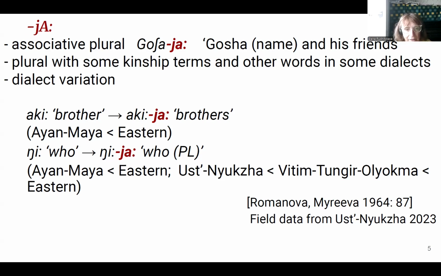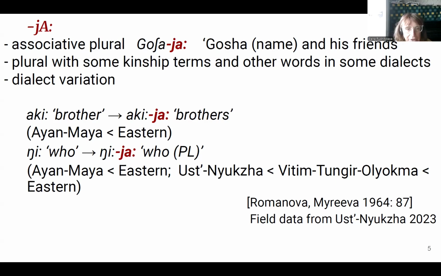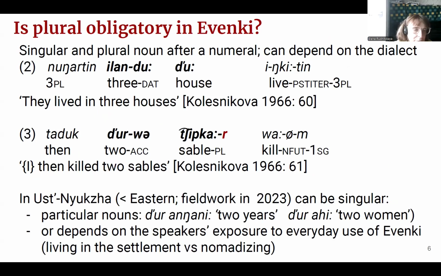Several Eastern dialects have this marker with the pronoun hu, ni, whereas the Ayan Maya dialect has it with some kinship terms. A very important conclusion is that plural isn't an obligatory marker in Evenki, and it doesn't form a grammatical category. To test this conclusion, we look at the numeral construction.